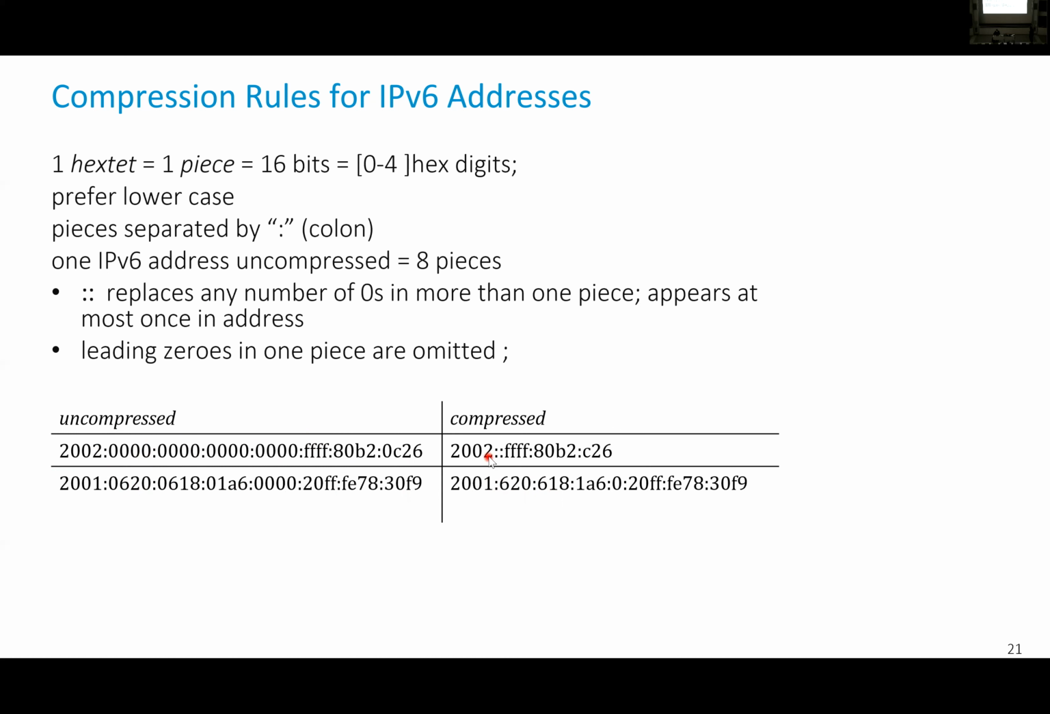And the second rule is that a block of zeros can be compressed by putting nothing here. So this double colon replaces any number of zeros in more than one piece. So it must be an integer number of pieces. And of course, this should appear only once in any address. If it appears twice, there would be an ambiguity of how many zeros are in each of the blocks. For example, this address here, which has these 1, 2, 3, 4 hextets of zeros, can be compressed like this. So this is a rule that will be very often used to make addresses look smaller.